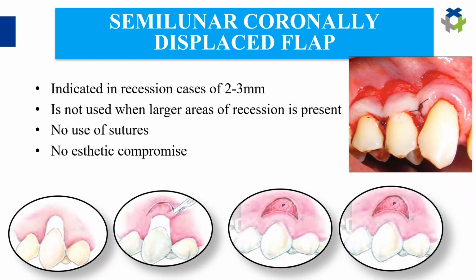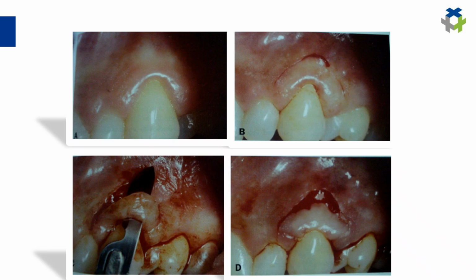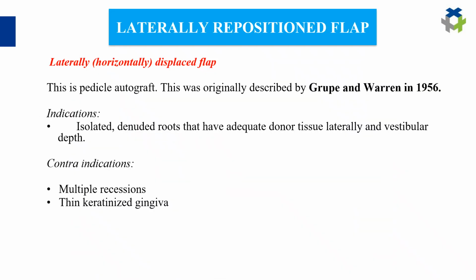Semilunar coronally repositioned flap. So it is indicated in small recessions of 2 to 3 mm, no sutures needed and has minimal aesthetic compromise, but it's not suitable for large recessions. So this is the semilunar coronally repositioned flap. So the incisions are made here. So the flap is raised and then it is placed forward and adapted.